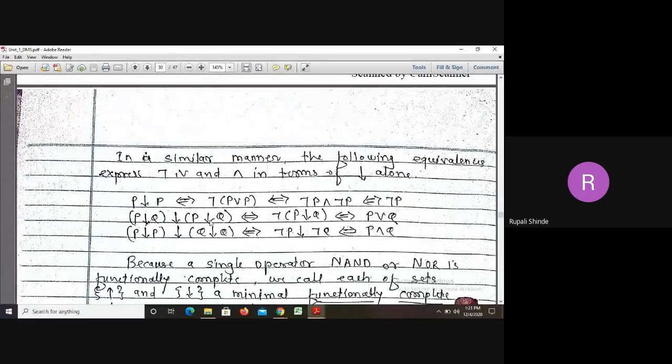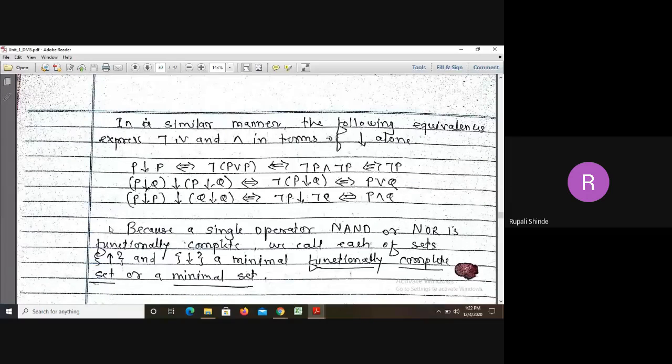Likewise, we can solve the examples that are based on NAND and NOR, and we can convert those formulas into an equivalent form that will not contain any NAND and NOR. Because a single operator, that is NAND and NOR, is functionally complete, we will call each of these sets, the set containing NAND or the set containing NOR, a minimal functionally complete set or minimal set.